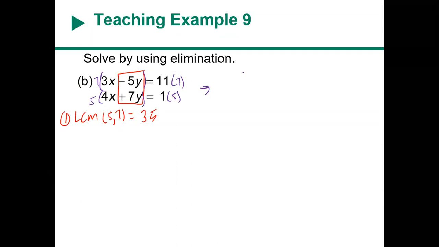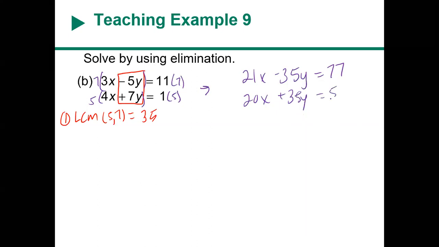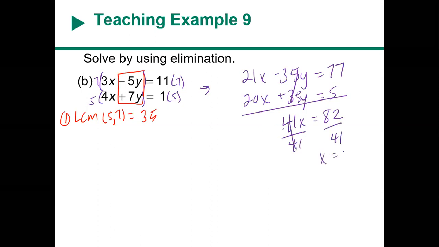And I'm going to multiply the second equation by 5. What I do to one side, I do to the other. And now I'm working with 21x minus 35y equals 77. And then I have 20x plus 35y equals 5. Combine my like terms, gives me 41x equals 82. Divide by 41, and I get x equals 2.